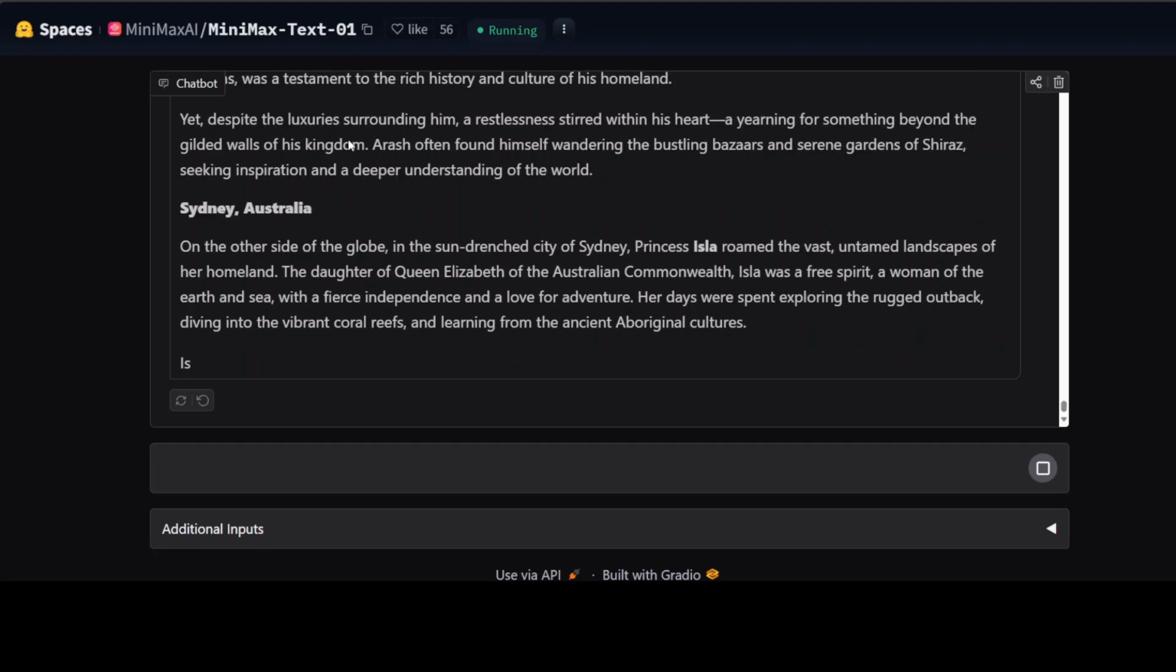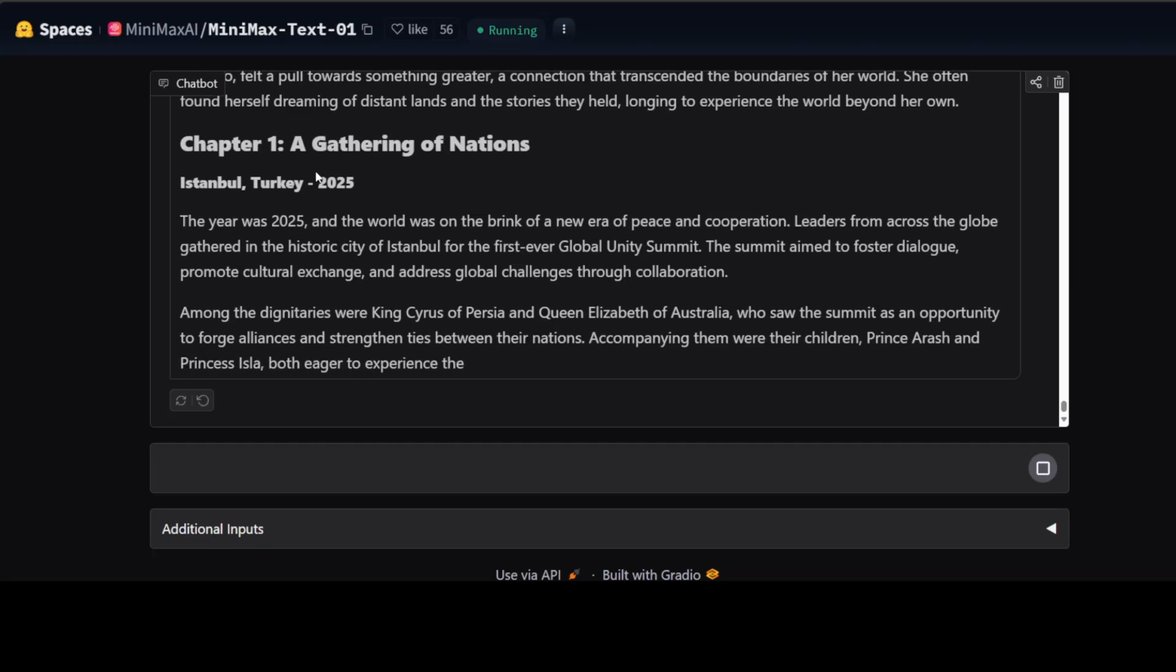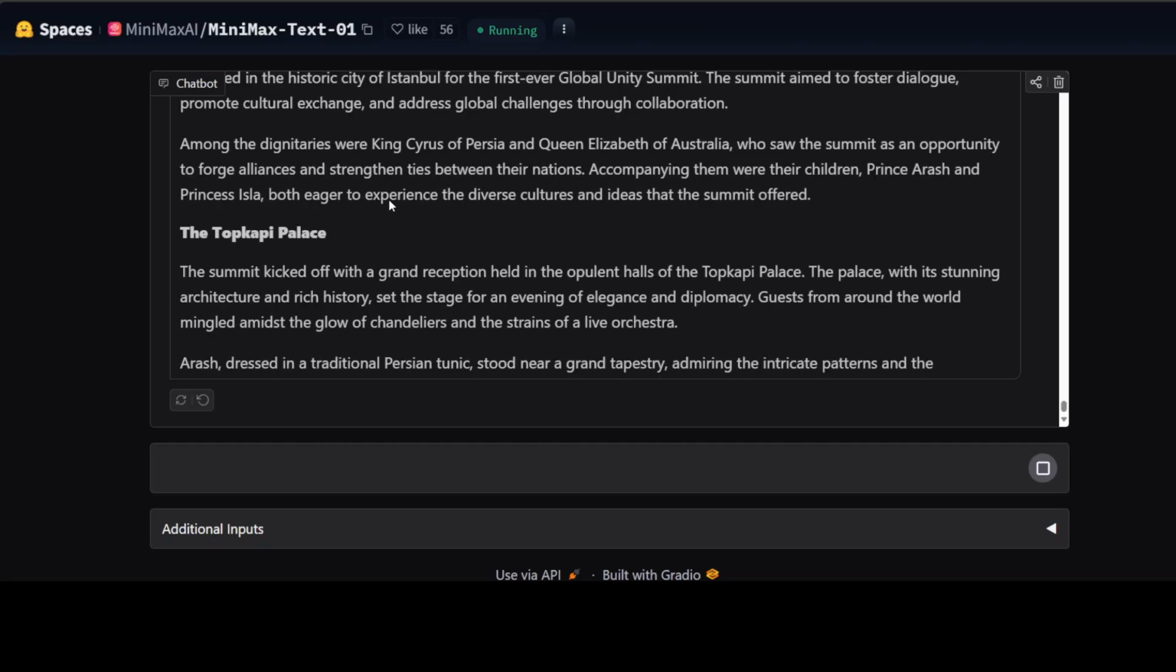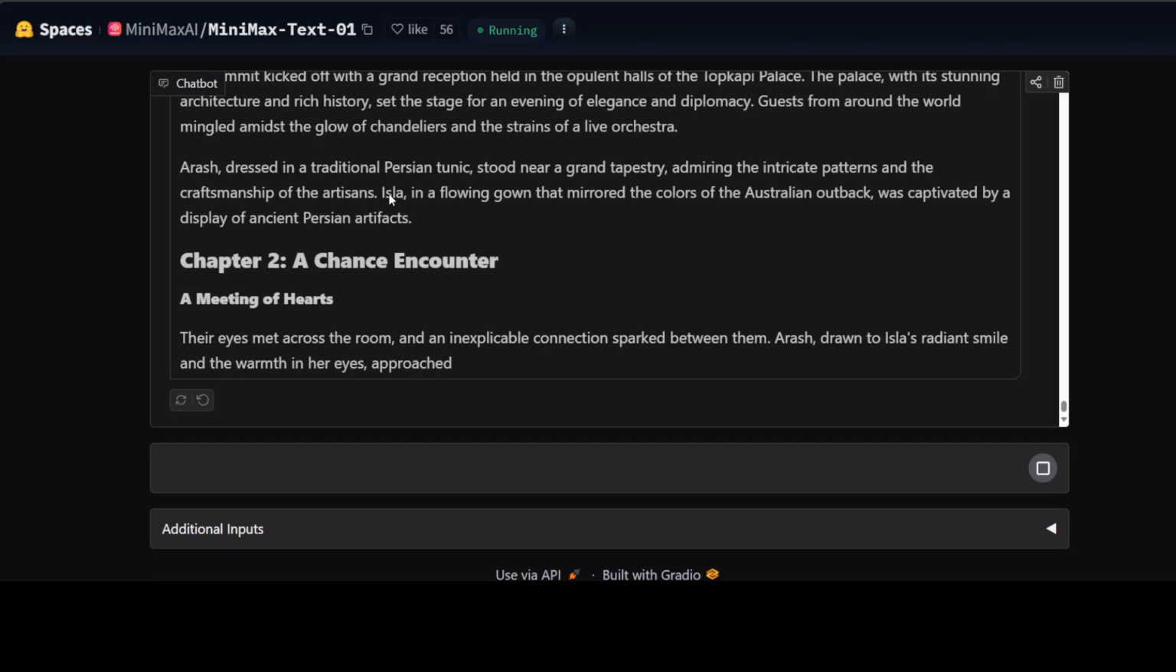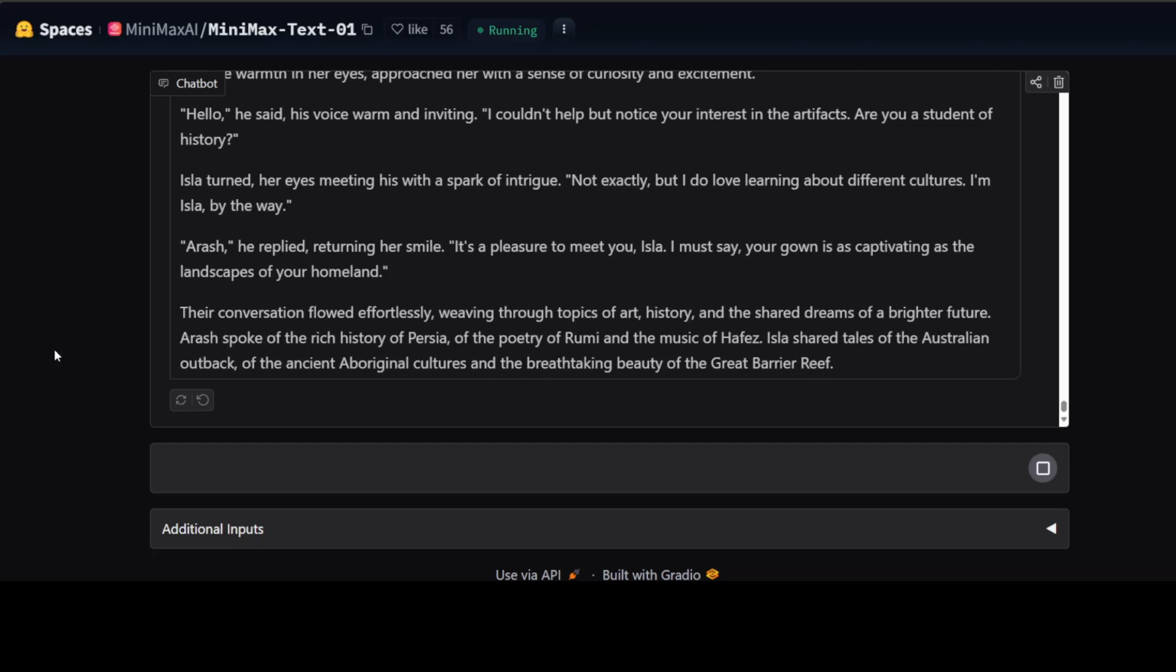The language progress is good. So Shiraz and Sydney, very nice. Let's see if it produces bigger chapters. Yep, it does. That's nice. Still not that big as I would hope. Anyway, I will let it run to see if it creates 100 pages or not.